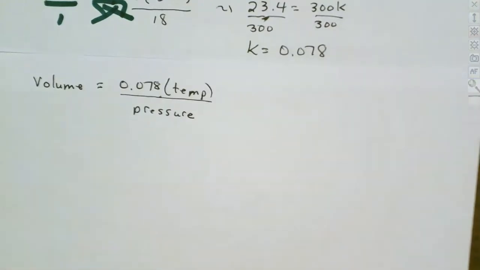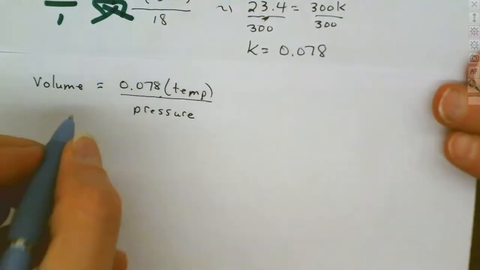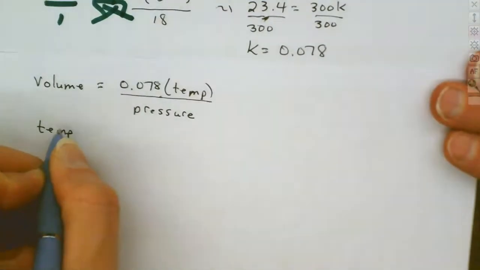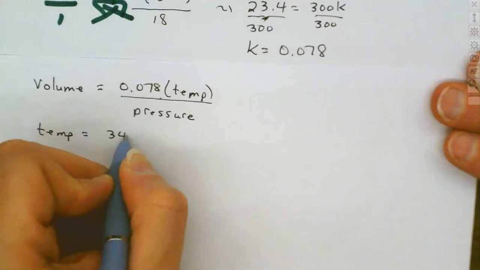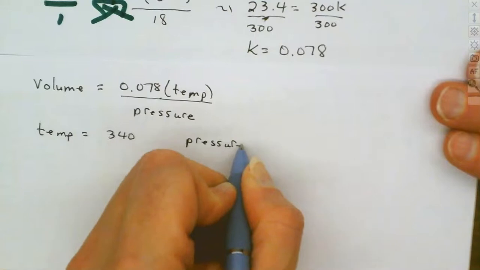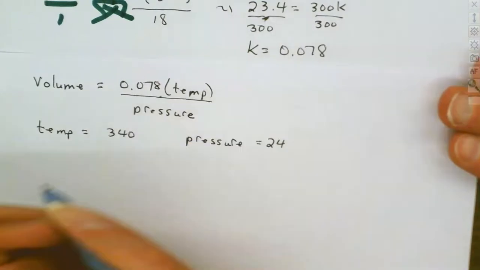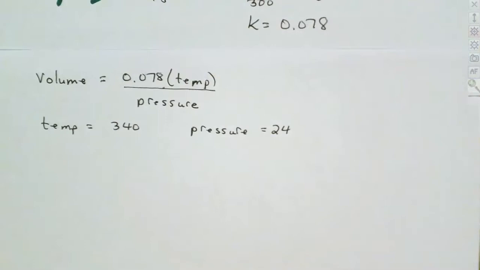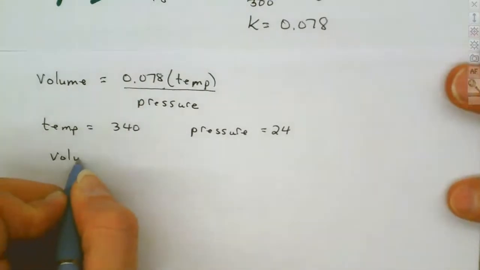Okay, what are we looking at now? We want to find the volume at 340 degrees Kelvin, pressure of 24 newtons. So the temperature now is 340, and the pressure is that 24 newtons. And that was given in the question, right? So they give you a new temperature and a new pressure. And what's our volume going to be? Well, we just plug our values in.